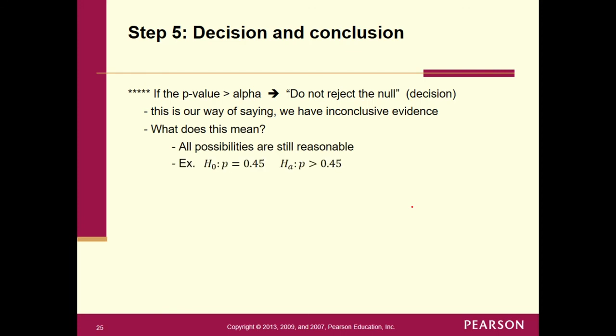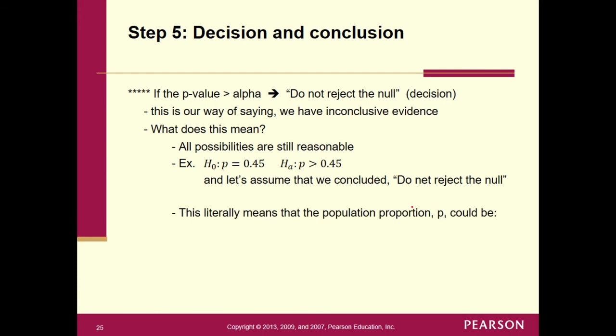So for example, let's say that this is what we were testing, and assume that we concluded do not reject the null hypothesis. Be careful. Watch what I'm saying here. This literally means that the population proportion p could be equal to 0.45. It could also mean that it's less than 0.45. It also can mean that p is greater than 0.45. All of these are still in play. We don't know which one it is.